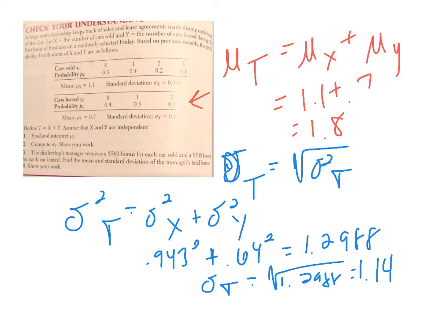Now, part 3 says the dealership's manager receives a $500 bonus for each car sold and a $300 bonus for each car that is leased. Now I need the mean and standard deviation of the manager's total bonus. So let's define that as B for both.